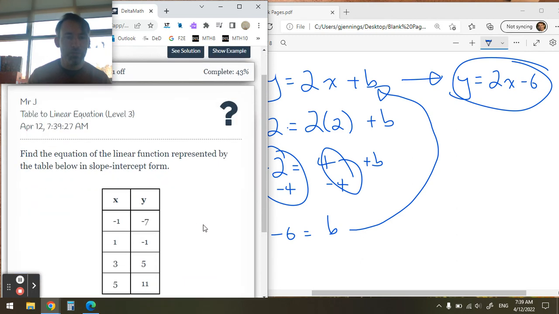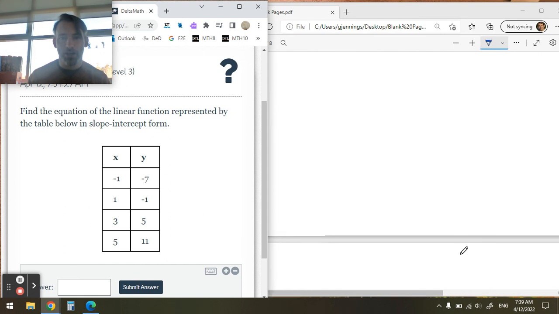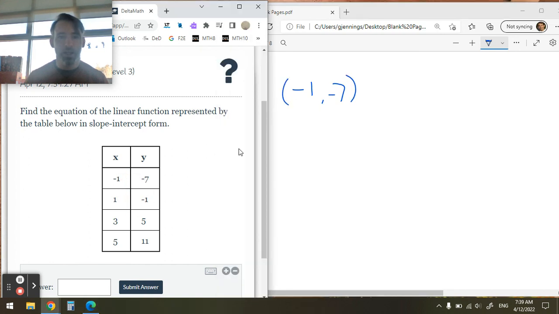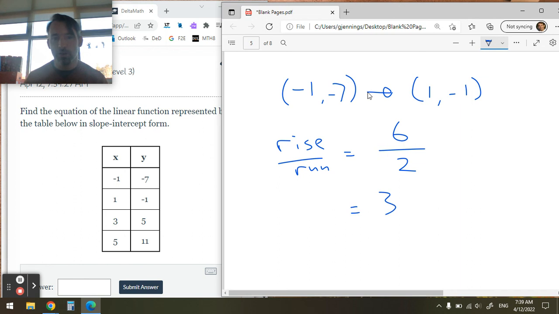So here is a level 3 one. I'll do this one, and then I'll sign off. So let's see. I go from the point (-1, -7), that's the first point, to the second point, (1, -1). For my rise over my run, the x changed by an increase of 2. So that's my run. My y increased by 6. 6 over 2 is otherwise known as 3.